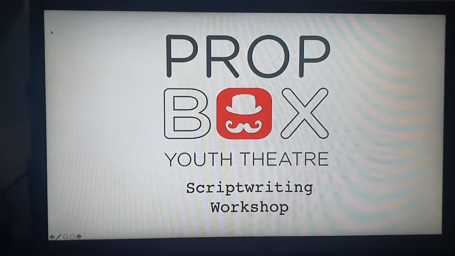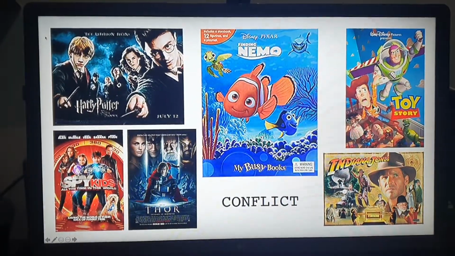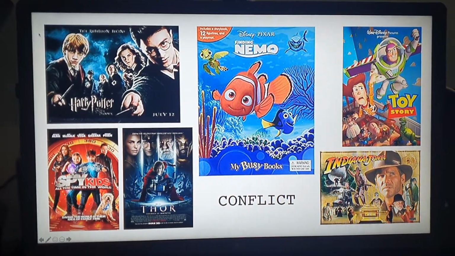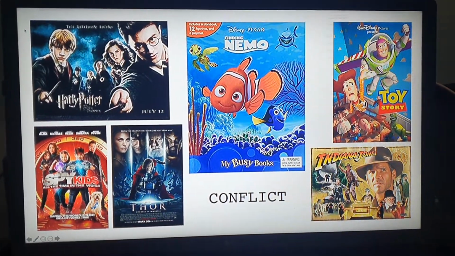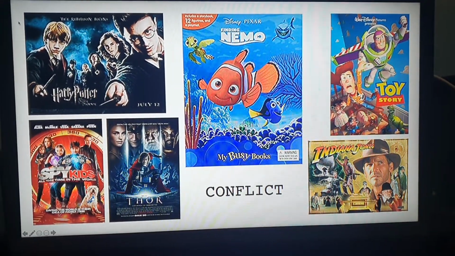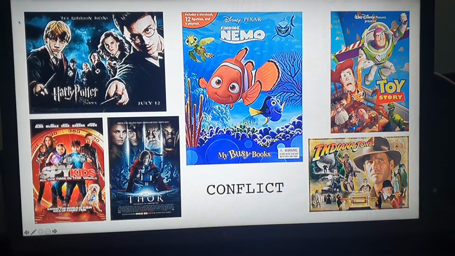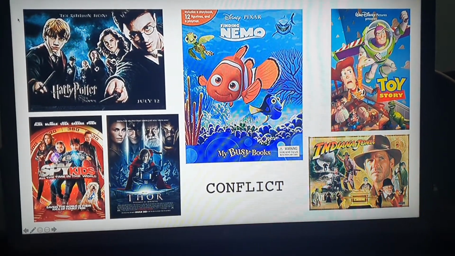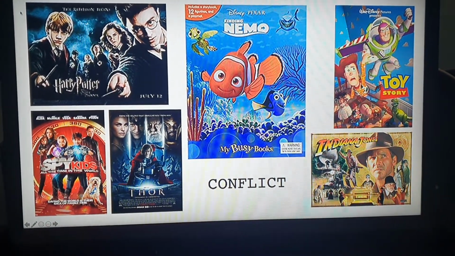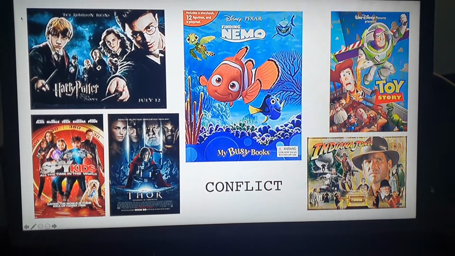So the first tip I'm going to give you today is on conflict. Every script has a conflict in it. All of these films that are on the screen now, Finding Nemo, Harry Potter, all of them have a protagonist versus antagonist or good versus evil dynamic. So in order to have your film recognized by people who commission movies, there will need to be some kind of conflict in the film.